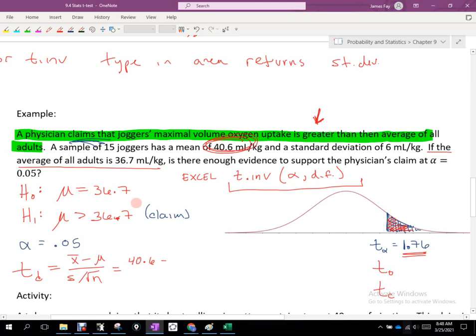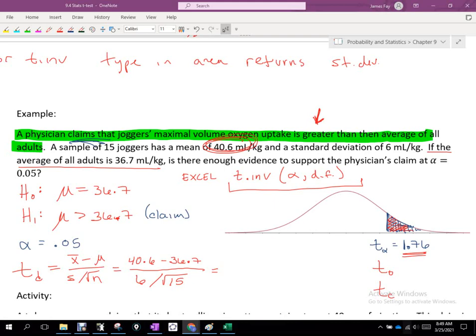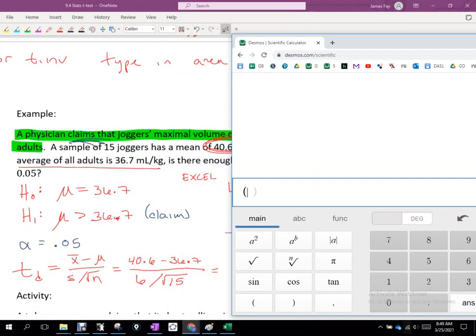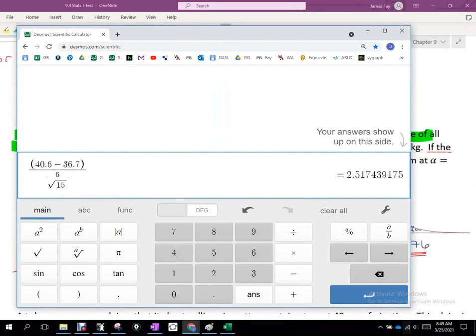So x bar was 40.6 minus mu. What's mu? Good, 36.7. Sample standard deviation, 6. And then square root of n, so 15. So we evaluate that. So we go 40.6, 36.7. And it gives us 2.517.